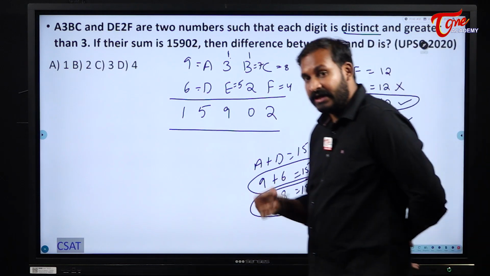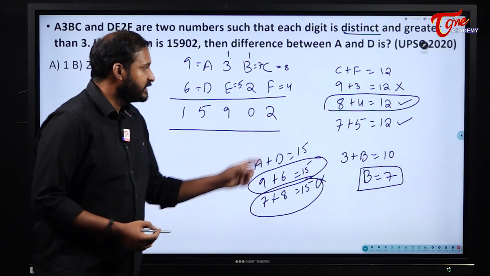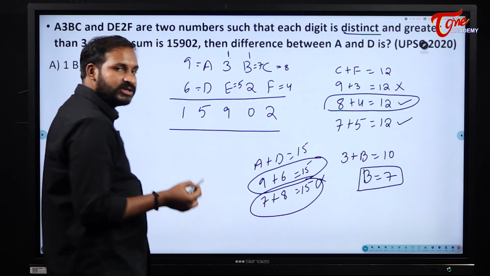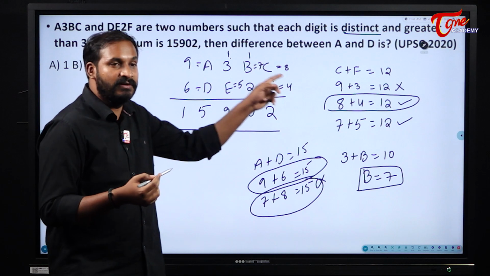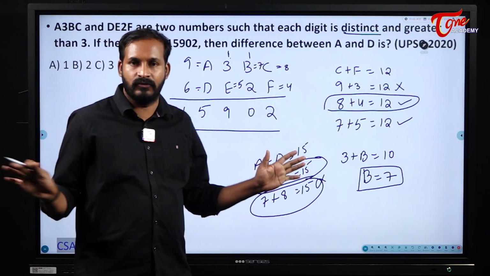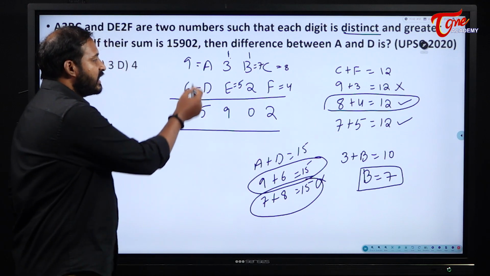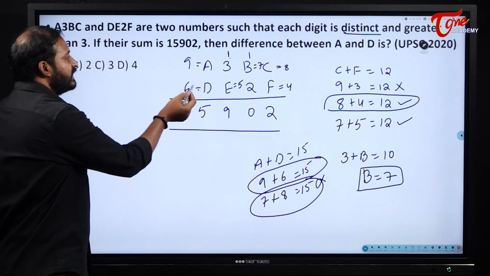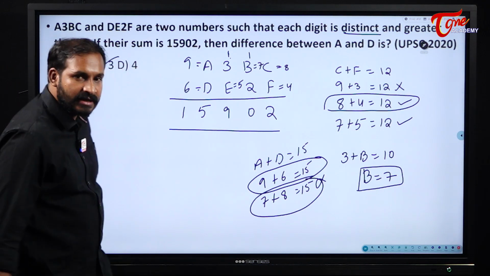For example, if I have taken 7 and 5, once again B value I should take 7, which is not possible for me. Because of that reason I will go with 8 and 4 only. Okay, so these are the final values which are left for me. What they are asking is the difference between A and D. The difference of 9 and 6 is 3. So our answer here becomes 3.